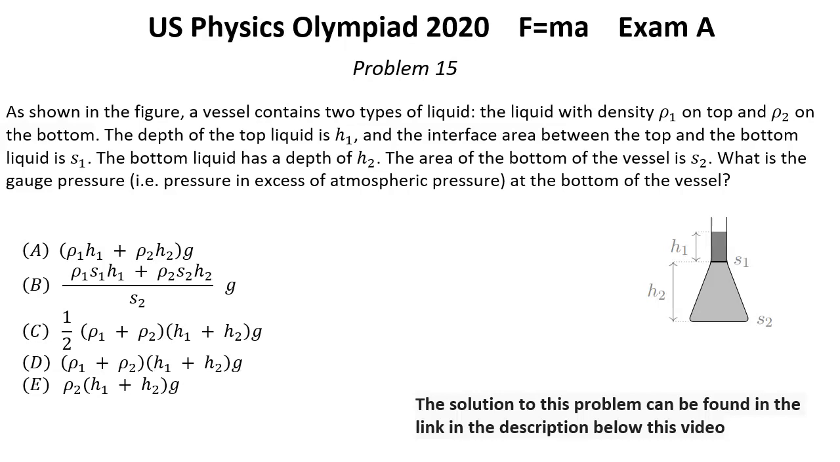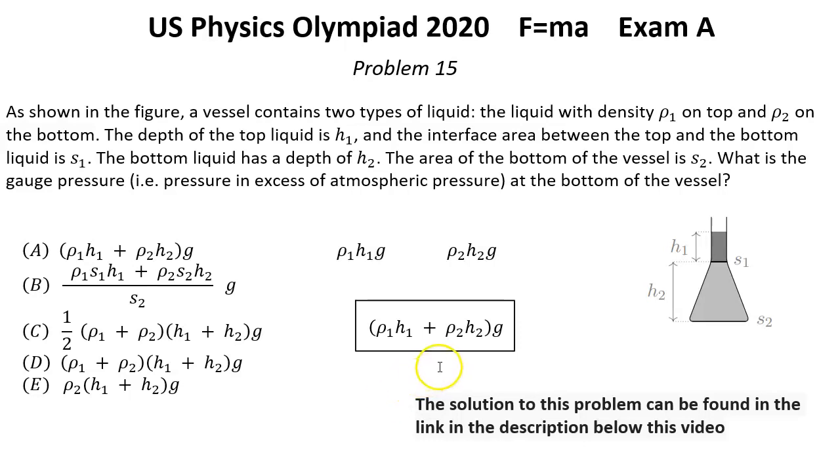Solution for problem number 15. The gauge pressure is 0 by definition at the top, so it is ρ1 h1 g at the liquid interface. The pressure then increases by ρ2 h2 g from here to the bottom of the vessel, giving this answer. So it is answer A, and that was the solution for problem number 15.